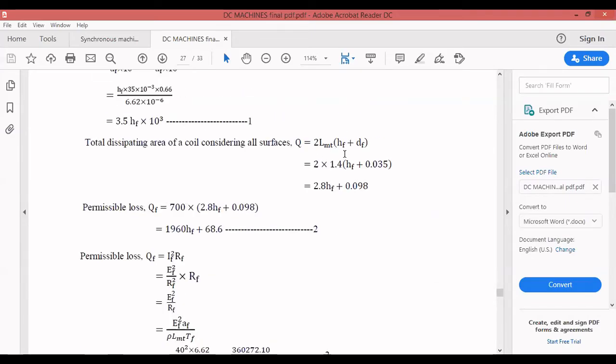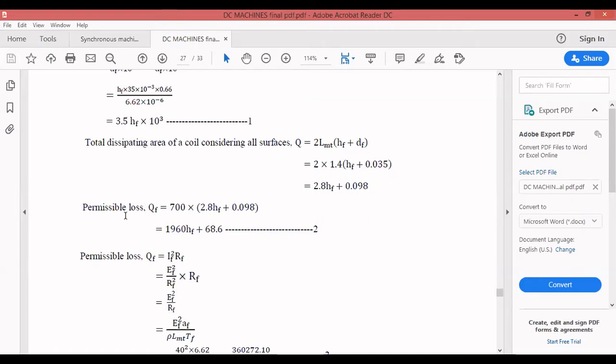2 LMT HF, 2 LMT DF. So I have taken common 2 LMT. The remaining is what? HF plus DF. Okay. So 2 into LMT is given 1.4. HF is not given. Plus DF is given. I am counting in meters, putting in meter 0.035. 2.8 HF plus 0.098. This is the total winding area available where the losses take place.